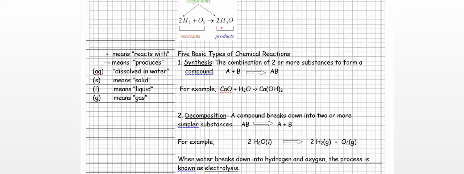The first one we'll talk about is synthesis. What do we mean by synthesis? Well, it's the combination of 2 or more substances to form a compound. So if we have, in a generic way, A and B, if we put them together, we're going to form AB, right? We're just going to put them together. I don't mean to sound overly simplistic, but that's what it is. You take A, some substance, and you take B, another substance, you put them together, and you get AB. It's just that simple.